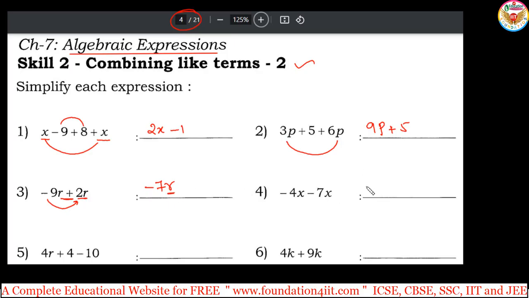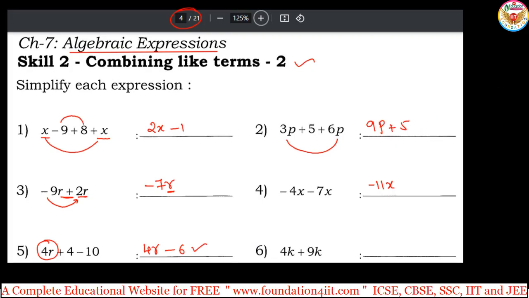-4x minus 7x. -4 minus 7 is -11, so -11x. And next 4r, there is only a single term with the variable, plus 4 minus 10 minus 6. So like this you can combine the like terms. You can simplify either addition or subtraction. You can check and do it.